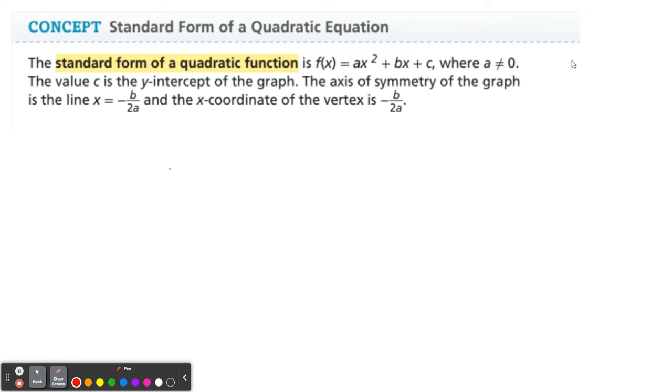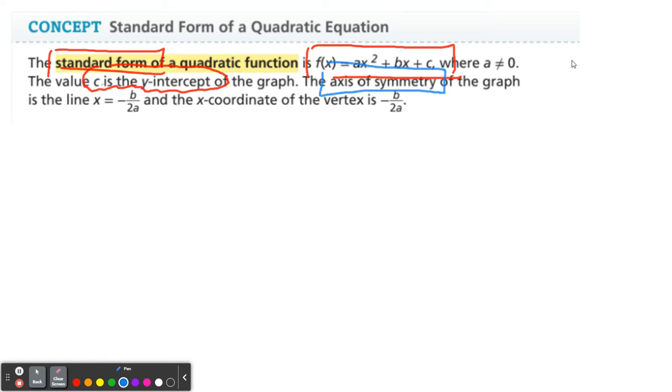Okay, so here's your formal introduction to standard form. A standard form for a quadratic looks like this: f of x equals ax squared plus bx plus c. We just talked about the c being the y-intercept. There's still an axis of symmetry; it's still a parabola.